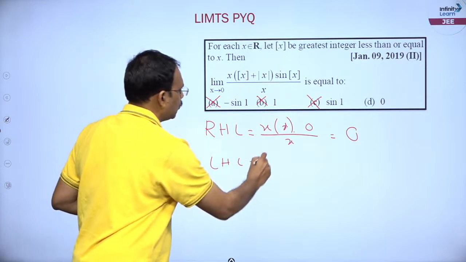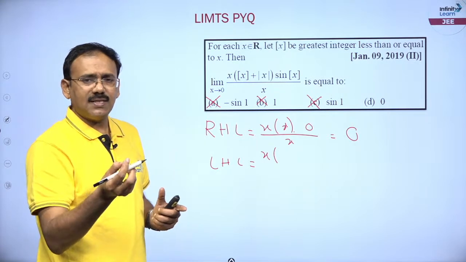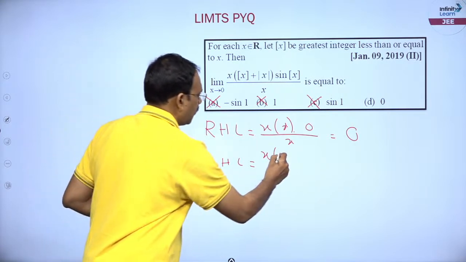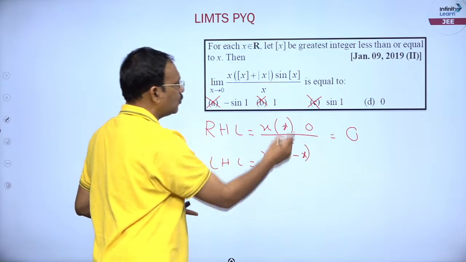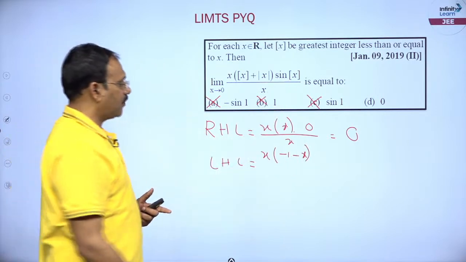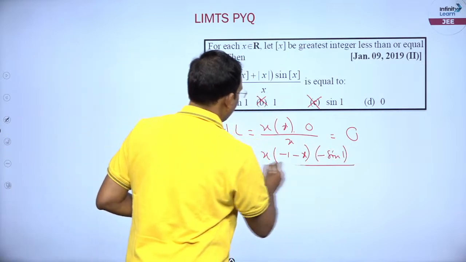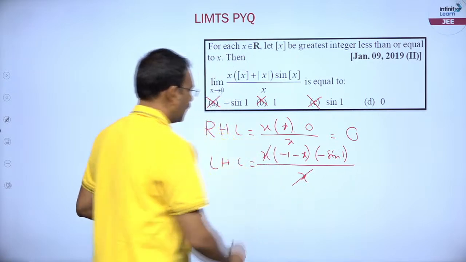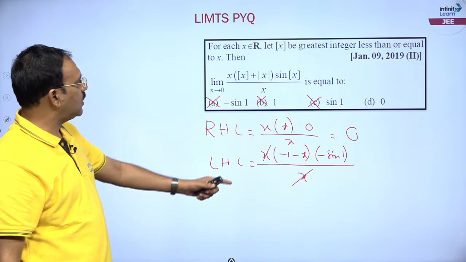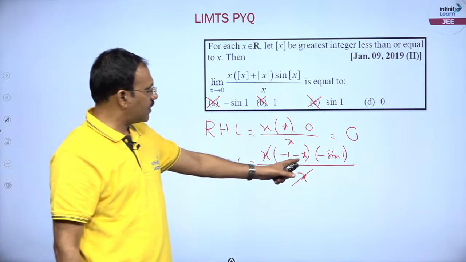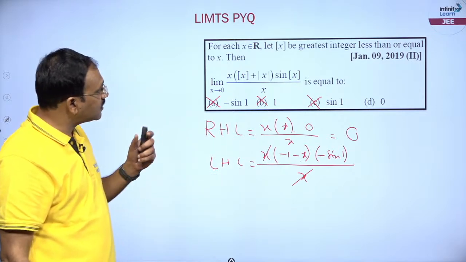So, x into step x becomes exactly minus 1, because x is slightly less than 0, minus 1, and mod x will become minus x, into step x will become minus 1, right, which I can say sine of minus 1 by x. Now, put limit x tends to 0. You see, limit x tends to 0, minus 1 minus sine 1, it becomes sine 1.